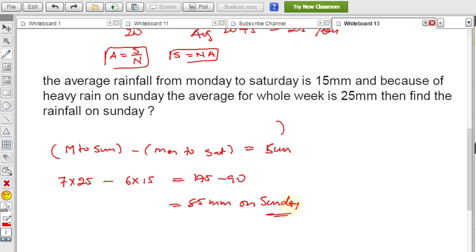So from the total week, the 6 days you have to subtract. So the second formula applied: sum is equal to number into average.